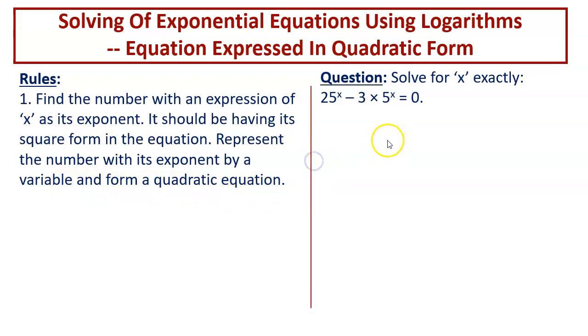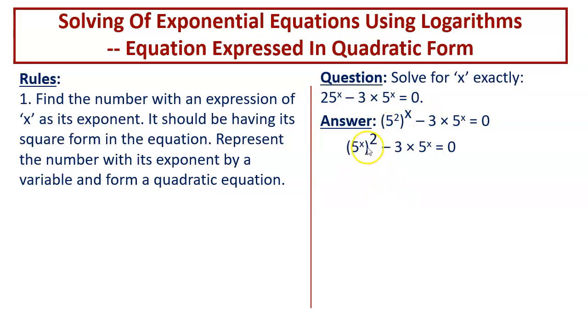Fine, so let us come back to this part. We write 25 as 5 raised to the power of 2 because we have to take 5 raised to the power of x and express it with a variable. So first thing that we do is we write 25 as 5 raised to the power of 2 whole raised to the power of x minus 3 times 5 raised to the power of x is equal to 0. Second thing that we have to do is we have to swap these two. 2 goes outside and x comes inside.